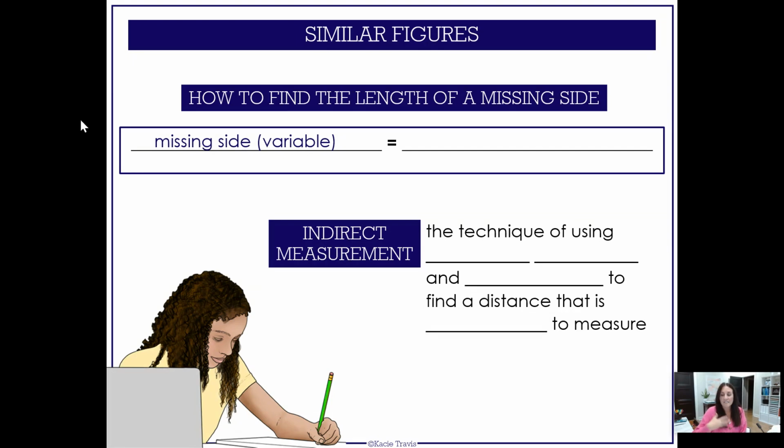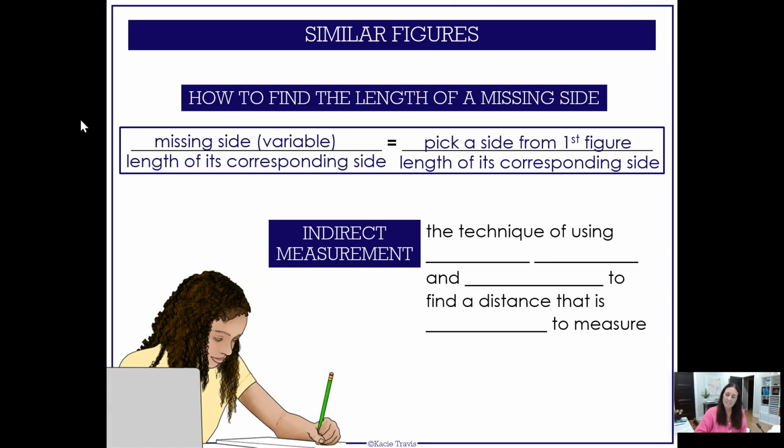So where your variable is, or the side that you're asked to find the length of, put that in the first position of your proportion. Then put it over its length of its corresponding side. So go to the other polygon, find the corresponding side, and put its length down below it. Then go back to the original figure and pick a side from the first figure. And then put it over its corresponding side length. And then you can cross multiply and solve your proportion and easily be able to find the length of the missing side.